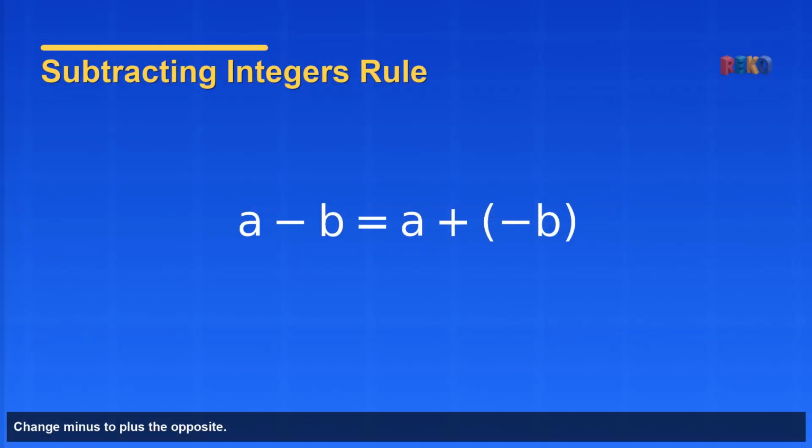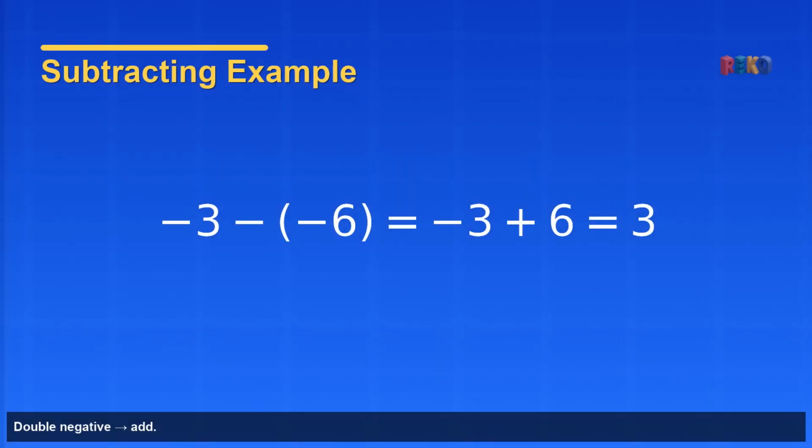To subtract an integer, think of it as adding its opposite. Instead of trying to remember a new rule for subtraction, just flip the sign of the number being subtracted and then add. For example, subtracting -6 becomes adding +6. A simple switch that makes problems much easier to handle. Subtracting a negative becomes addition. -3 minus -6 equals +3.